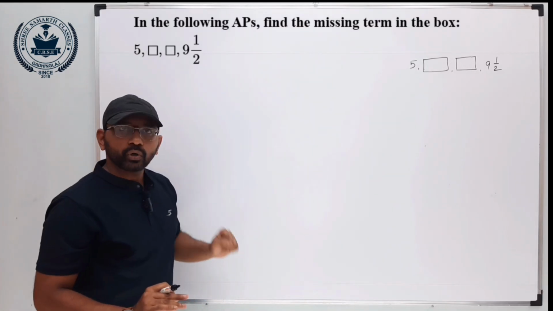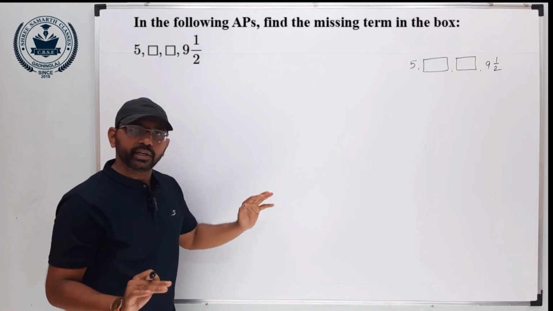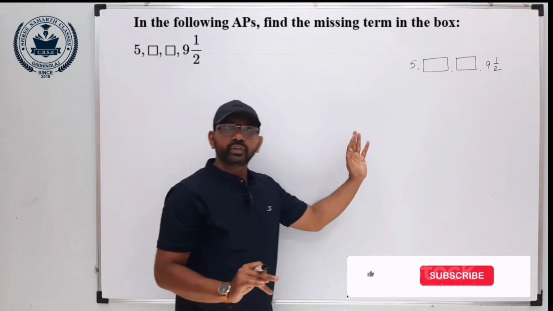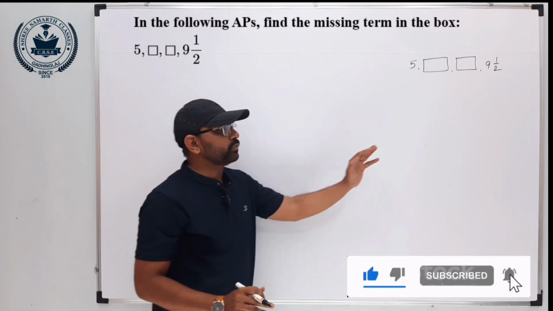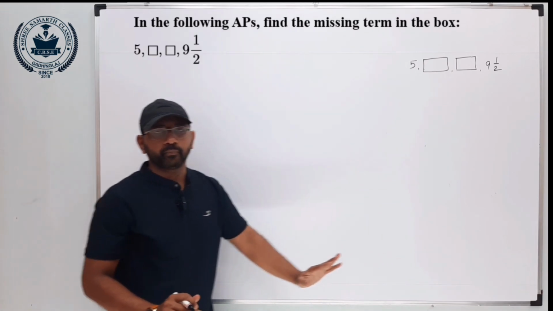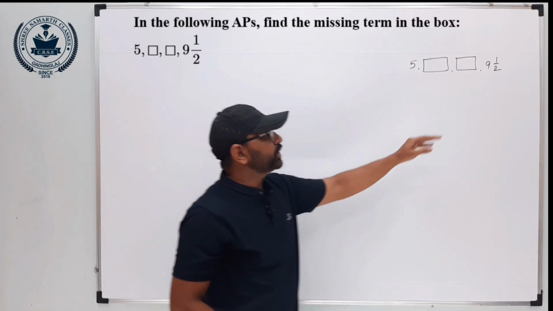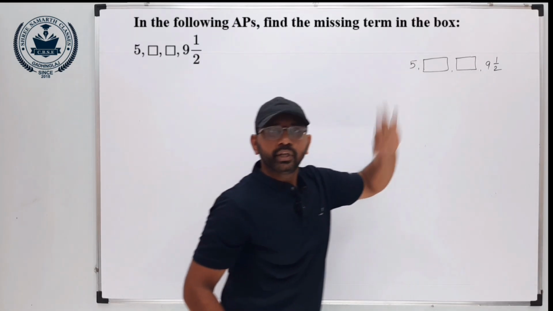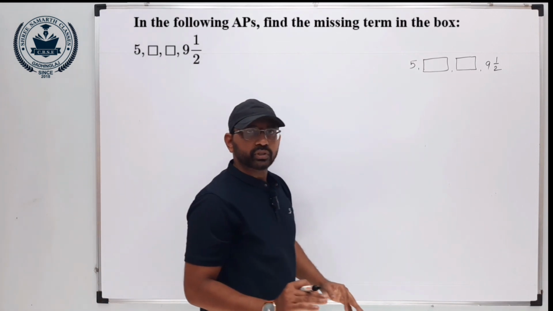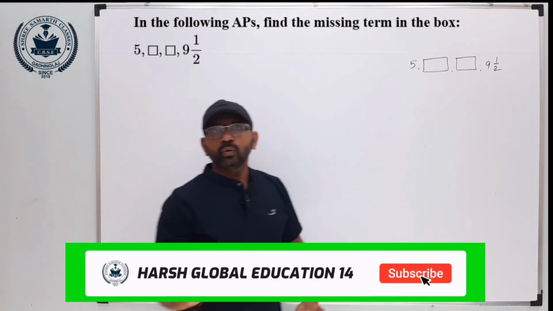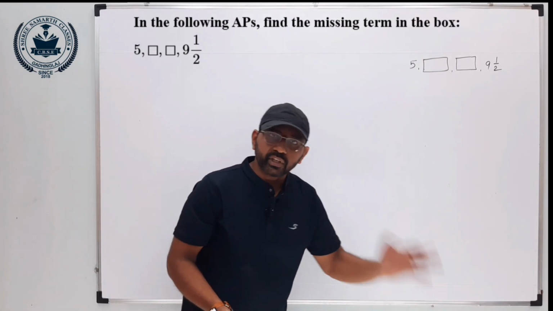But the most important thing is that the given sequence is in an AP. Already I told you that if the given sequence is in an AP, we can say that we have a common difference. This is clear. So we will write the given data and convert the mixed fraction into an improper fraction. And at last, if we get the answer in the form of an improper fraction, we will convert that improper fraction into a mixed fraction.